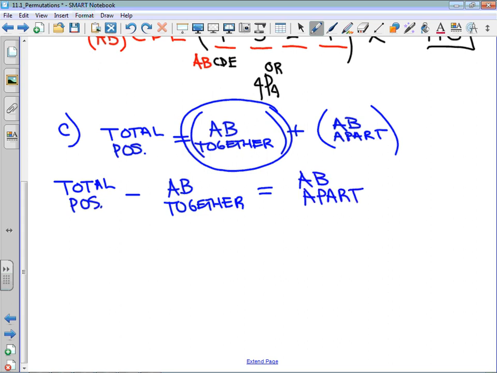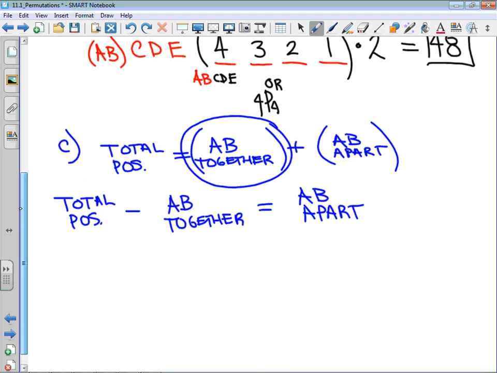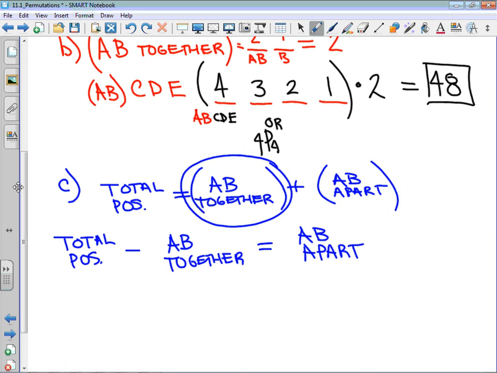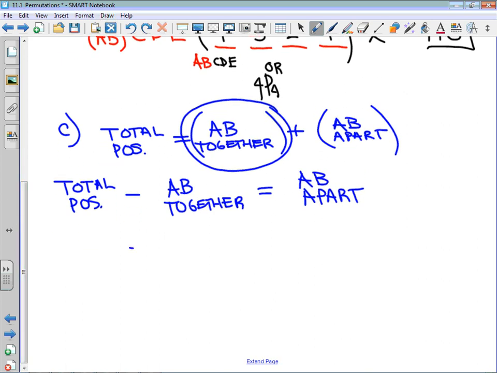Now, the reason I bring this up is because we've actually already done one of these. We just solved for part B here that there are 48 different ways for A and B to be together. So I'm just going to fill that out. I know that that is 48. And then really what we're looking for is when A and B are apart. This technique is usually called using the complement. The total possibility is typically not as hard as you might think.